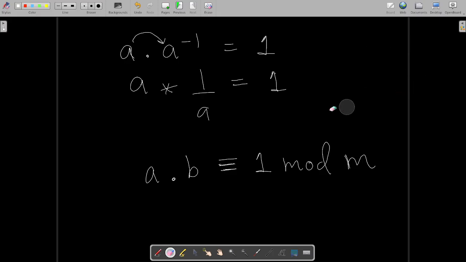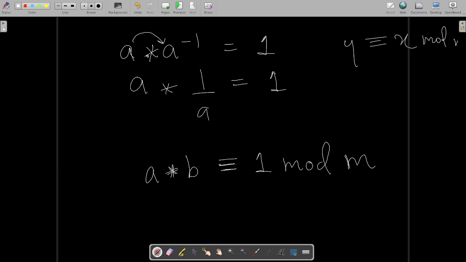A dot b, as in a into b, or a modulo b? Sorry, it's not modulo, it's multiplication. Okay, exactly like here. So a into b. And why can it be a different number? As I told you, under modulo, y can be equal to x modulo m.